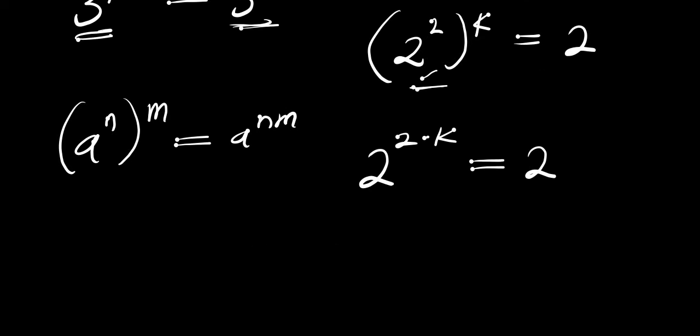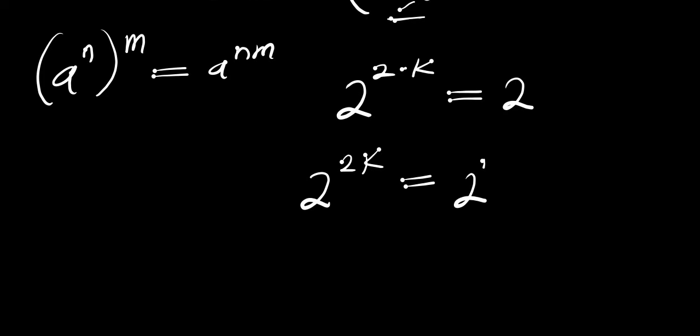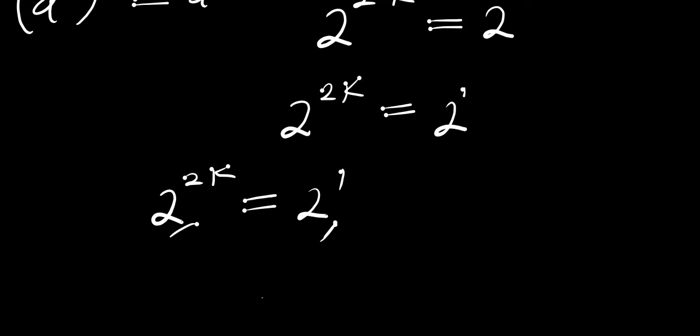So we now have 2 power 2k, and this equals 2. We can easily raise this 2 to the power of 1, because 2 power 1 is the same thing as 2. So we now have 2 power 2k equals 2 power 1. Now the bases are the same again. We can compare the exponents. So we have 2k equals 1.